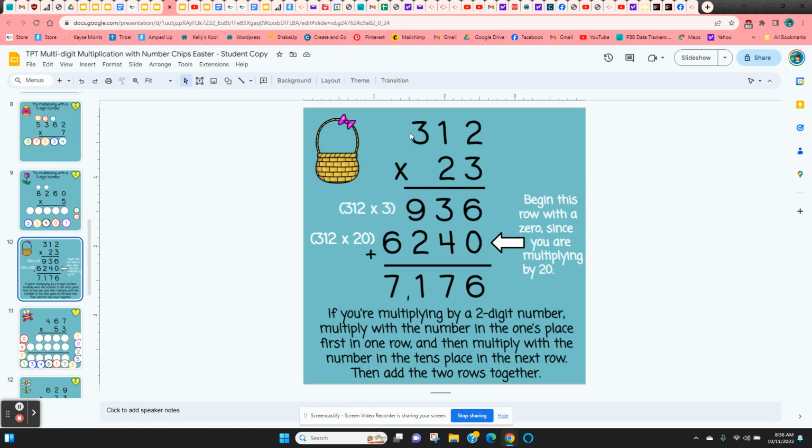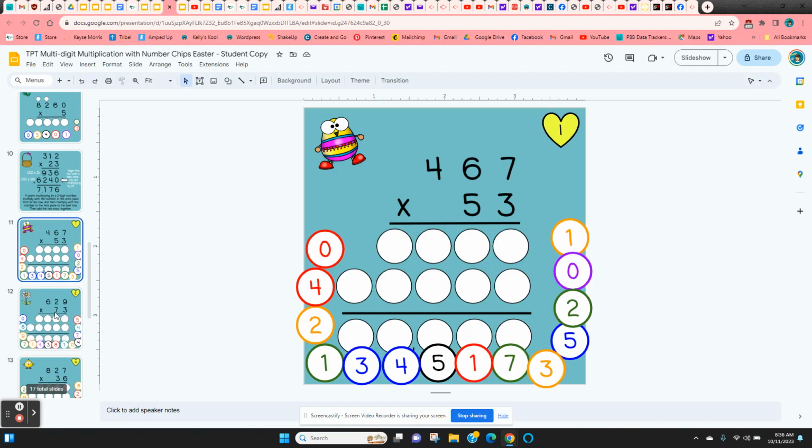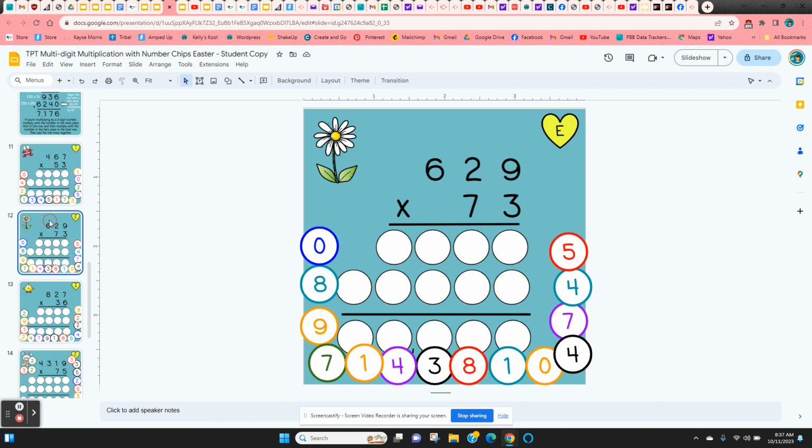Now they're shown what to do when they have a 3-digit by a 2-digit. So they're going to break this multiplication into 2 parts. They're going to first multiply 312 times 3 in this row, and then 312 times 20. And because they're multiplying by 20, they're going to start this row from right to left with a 0. And then go ahead and multiply the rest. They're going to add the 2 products together to get their final answer. So students are going to do that on the next few slides. They're going to get a lot of practice.